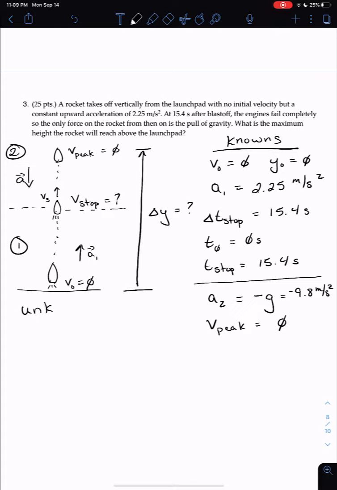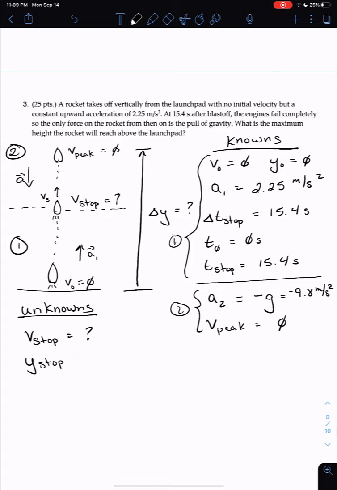So I'm going to write over here my unknowns, and I'm going to think about these as part of each of their parts. All my knowns above this line are the ones for part 1, and these are the ones for part 2. If I look at part 1, I have an elapsed time, an acceleration, and an initial velocity, but I don't know the velocity when it stops. And I have an initial position, but I don't know the position when it stops. Those are my unknowns for part 1.